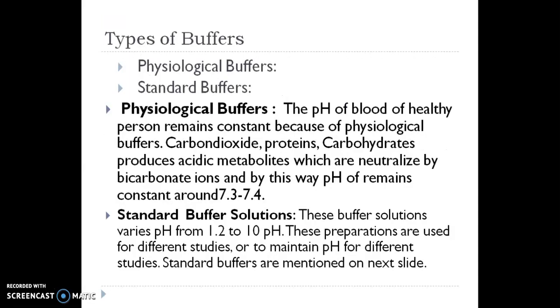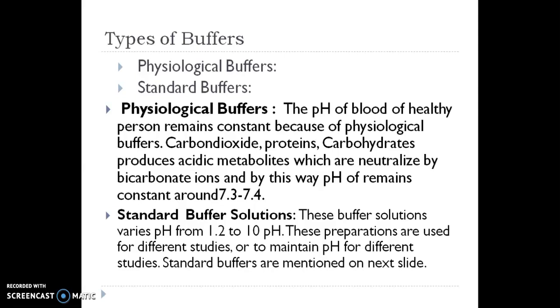Next to that, two types of buffer, just we have seen, acidic as well as basic, but there are two different types, that is physiological buffer and standard buffer. Physiological buffers are nothing but those which are present in our body, and because of that our body pH or our blood pH remains constant, that is 7.3 to 7.4. And now we are focusing on the standard buffer solution. These are the buffer solutions which vary in pH from 1.2 to 10, and these preparations are used for different studies to maintain the pH.